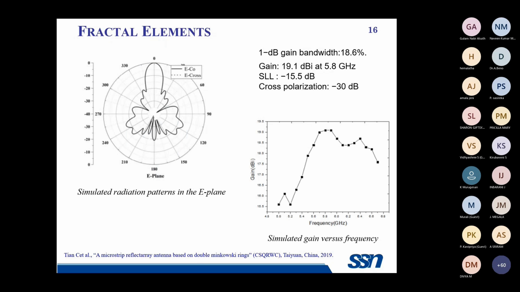And this is the gain and gain versus frequency plots of that particular design. They've obtained 19.1 dBi gain, and look at the bandwidth, it is 18.6% bandwidth. So these fractal elements are a solution for obtaining increased bandwidth too.